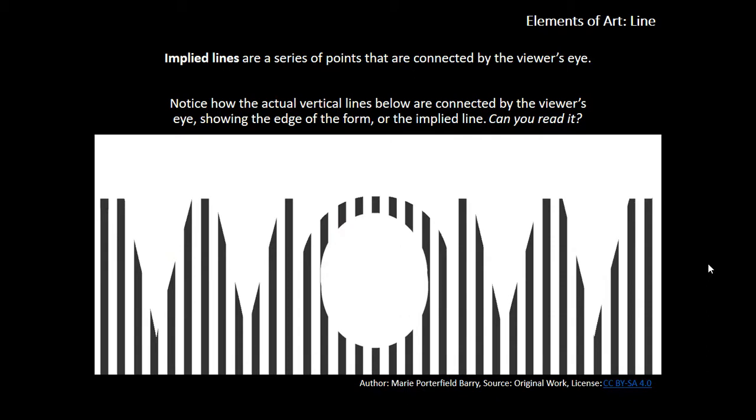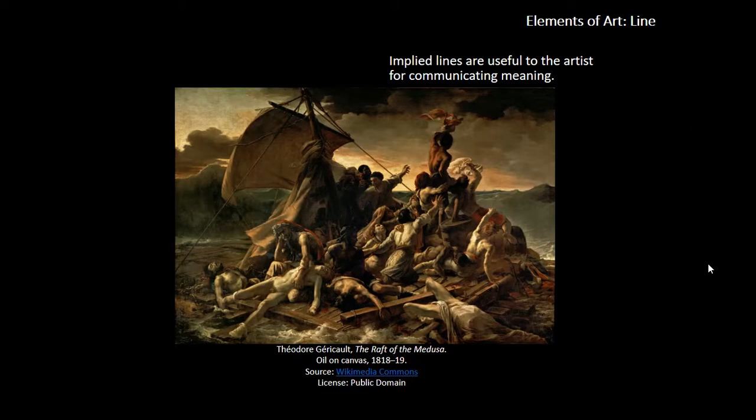Implied lines are a series of points that are connected by the viewer's eyes. And notice how the actual vertical lines below are connected by the viewer's eye, showing the edge of the form, or the implied line. Can you read it? Let's take a look at this work right here. This is by Theodore Géricault, The Raft of the Medusa, painted in 1818 and completed in 1819. We're going to talk about implied lines and how useful they are to the artist for communicating meaning.